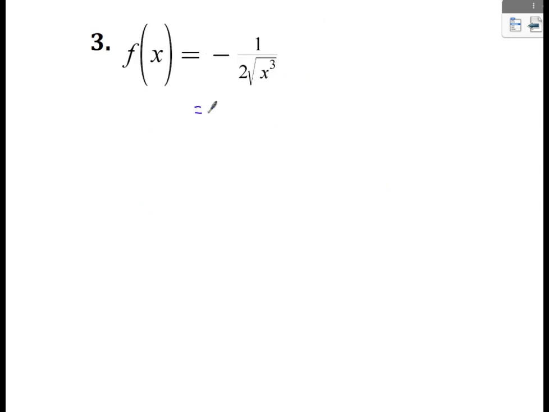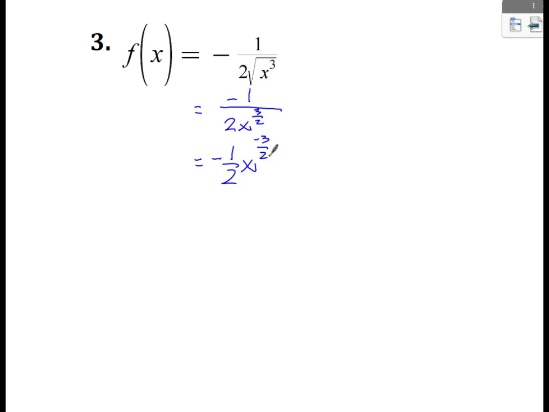Alrighty, good deal. And lastly, this one right here. I'm going to do this in a couple steps. This is the same as saying negative 1/2 x to the, since it's the square root of x cubed, it's going to be x to the 3/2. And in order to perform the derivative correctly, I need to move that to the other side out of the denominator. So we end up with x to the negative 3/2.